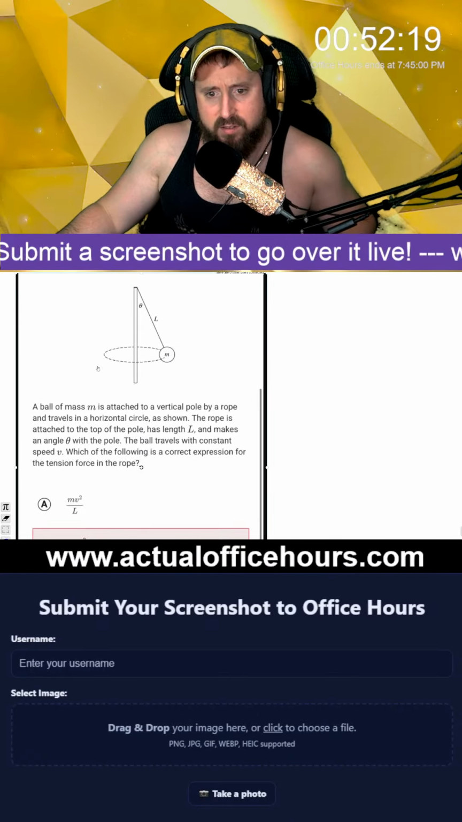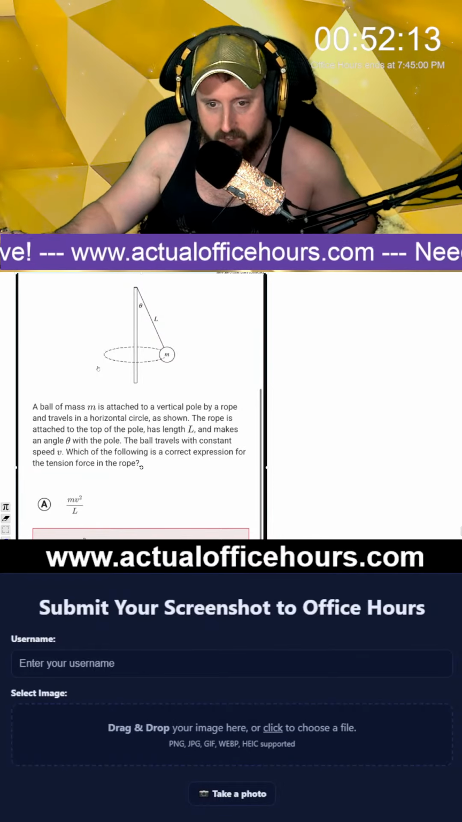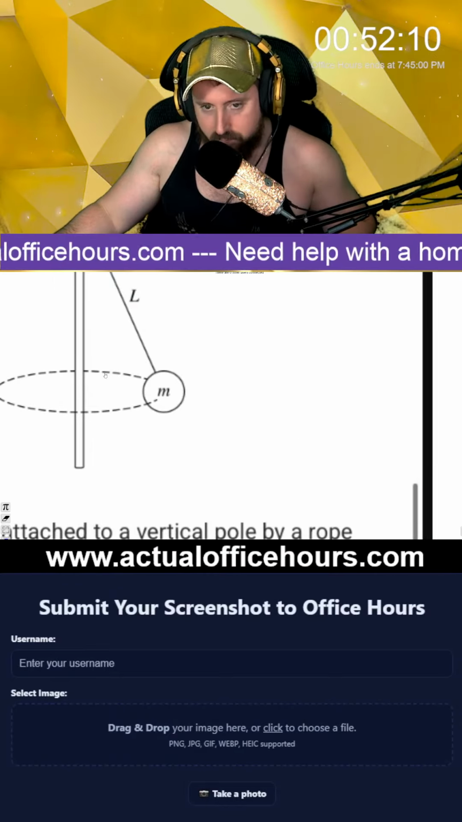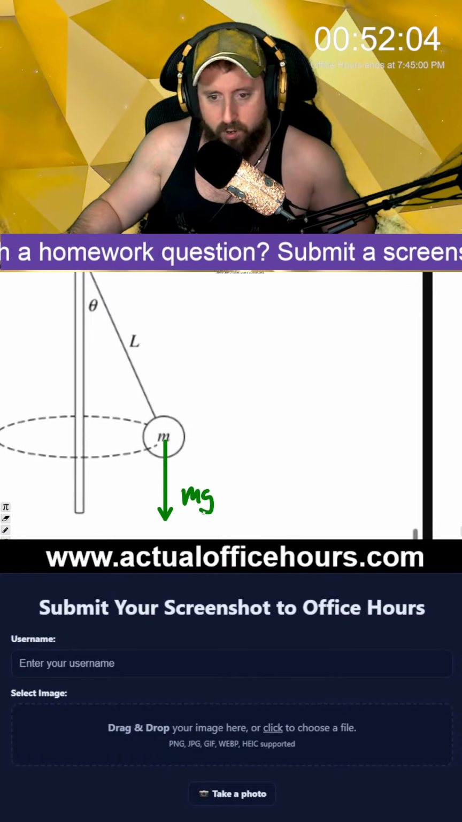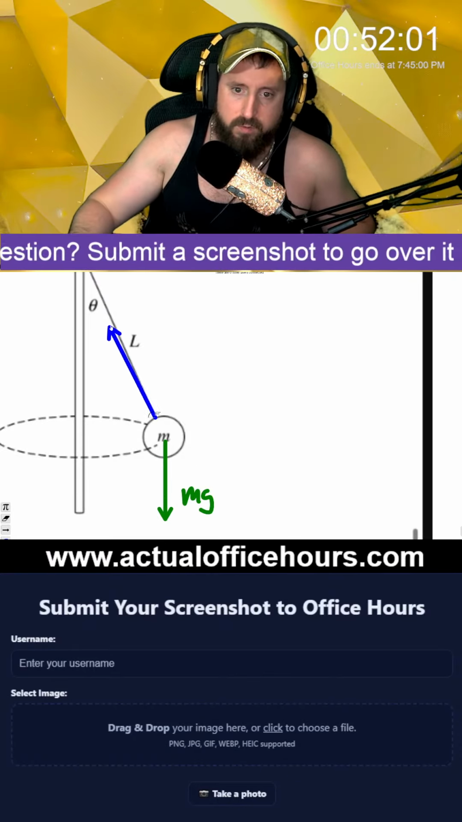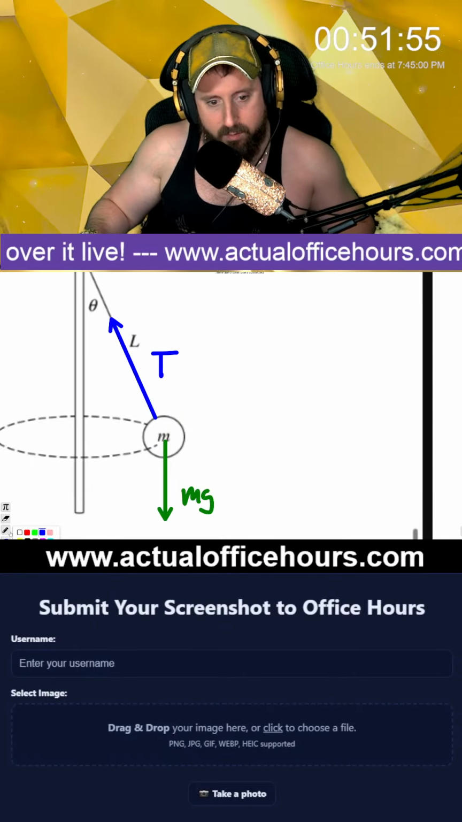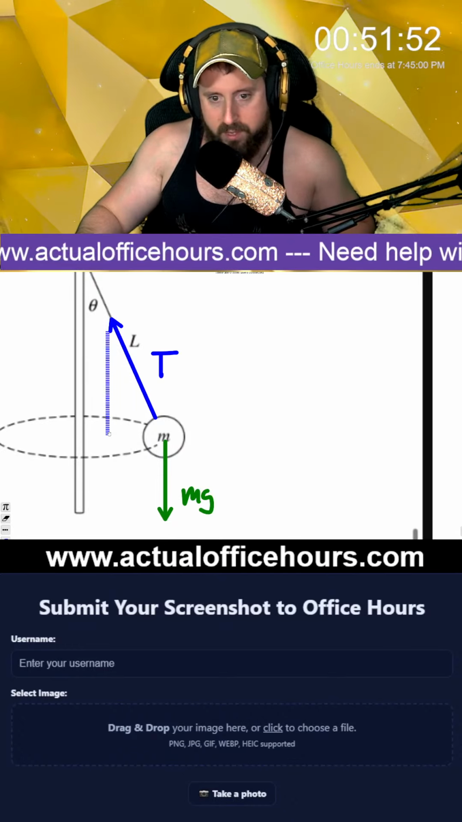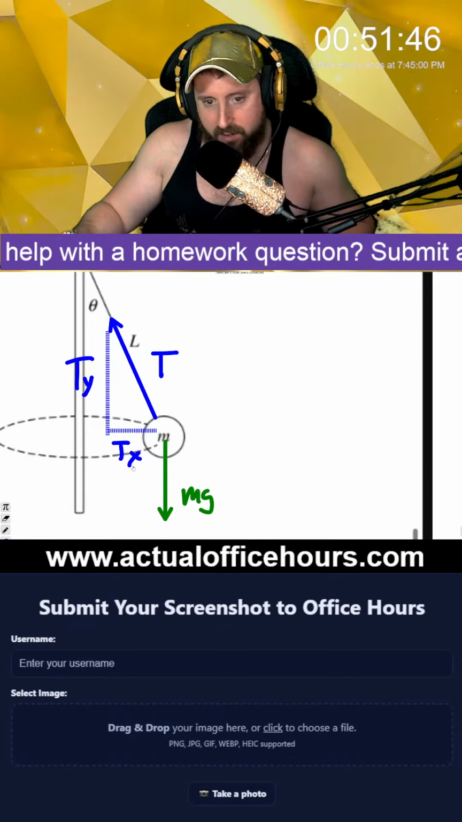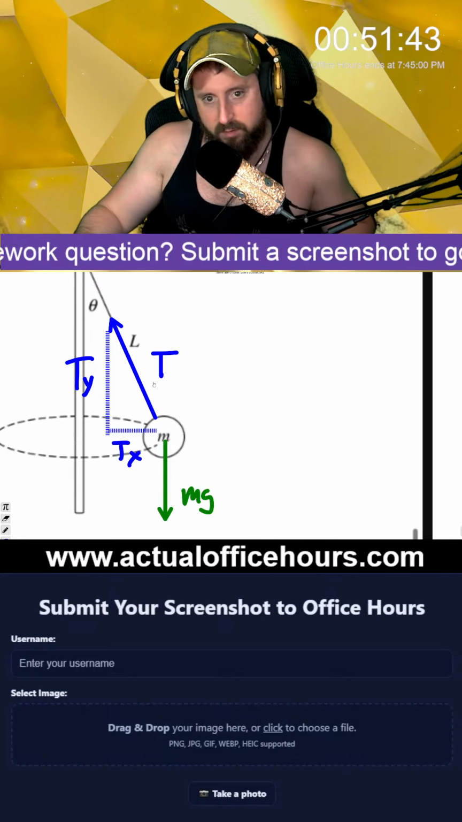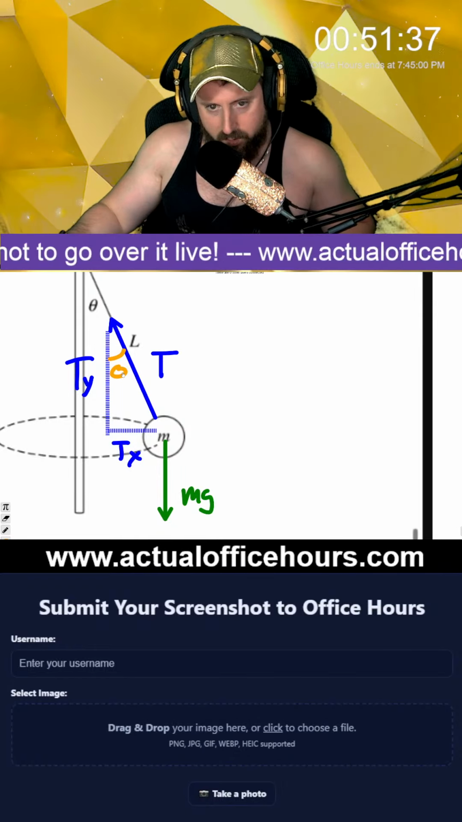All right. Mass is attached to a vertical rope. The rope makes angle theta. The ball travels at constant speed v. Find the tension in the rope. Great. Okay, this is always a good one. So draw force diagrams. You have mg pointing down. You have tension pointing up here. And that means you're going to have some value for Ty and some value for Tx. And if this is theta, that tells you this is also theta right here.